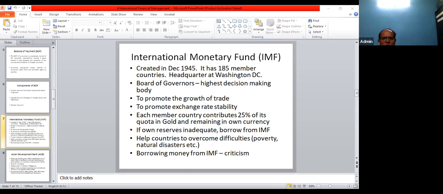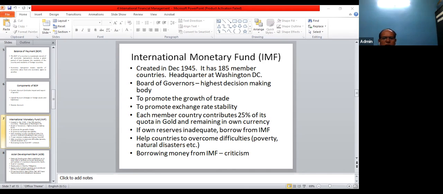Out of this 185, we were also one of the members. In 1945 we were one of the members, and at that time Britishers were ruling our country, because we were not independent. We got independence after 1945. Now, the IMF headquarters is in Washington, and the Board of Governors is the highest decision-making body.